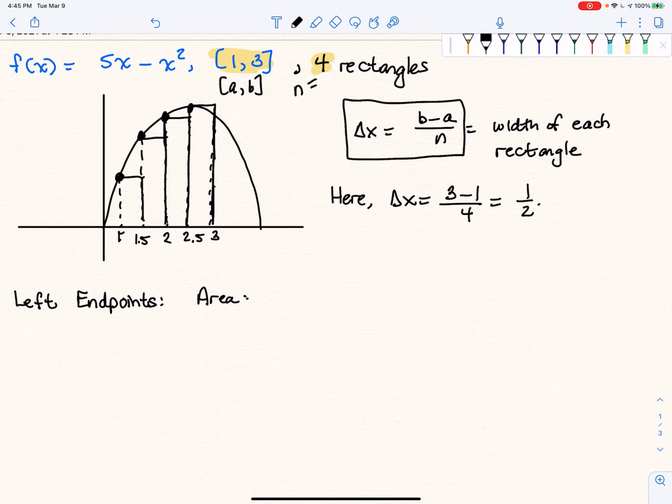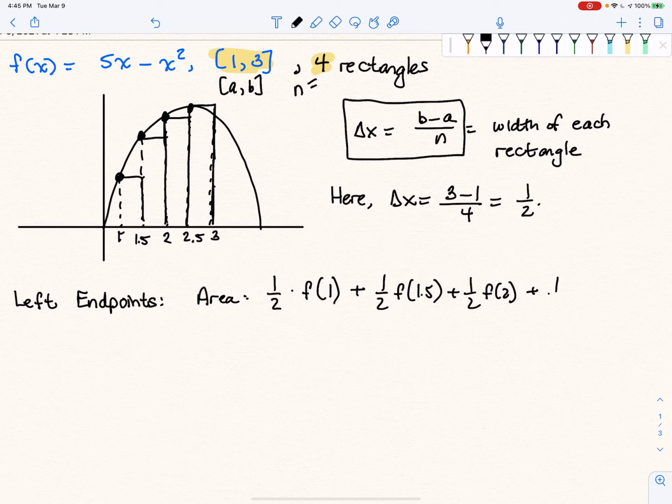So what is the area? Well, the area of the first rectangle is 1/2 because that is the width of the rectangle, and the other factor is the y value when x is 1. So I'm just going to write 1/2 f of 1. What's the next one? 1/2 times f of 1.5. Then the next one is 1/2 times f of 2. And then 1/2 times f of 2.5. Now you might notice we can make this a lot simpler by factoring out a 1/2.